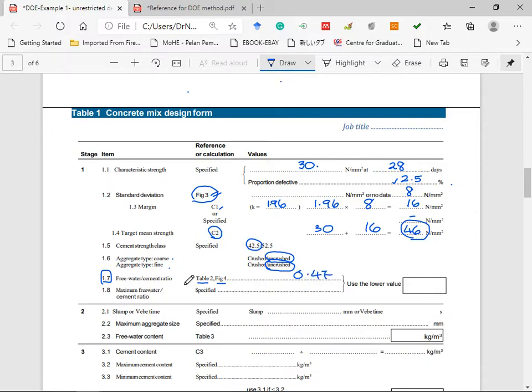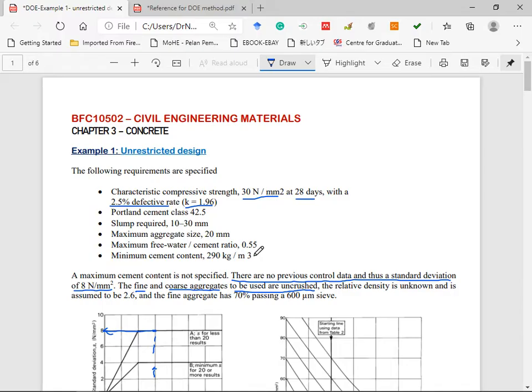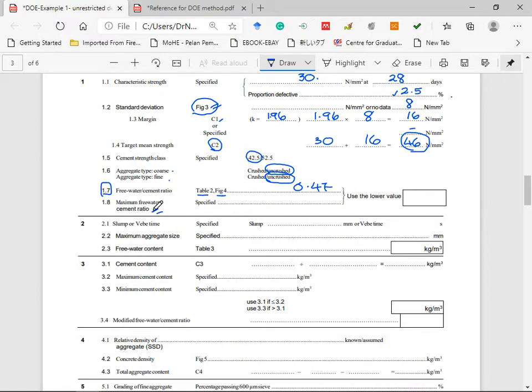Then we state 0.47 in 1.7, the maximum free water cement ratio if specified. In the question, the maximum free water cement ratio is specified as 0.55. So which one do you need to select? Use the lower value, thus we select 0.47 as our free water cement ratio for this mix design.